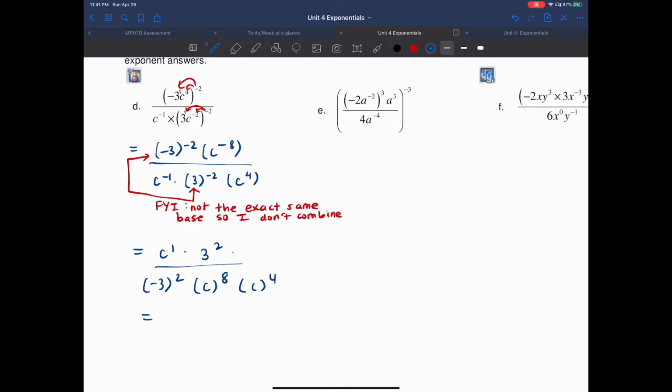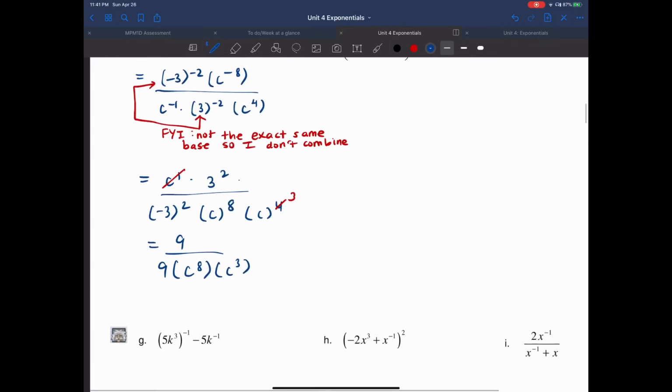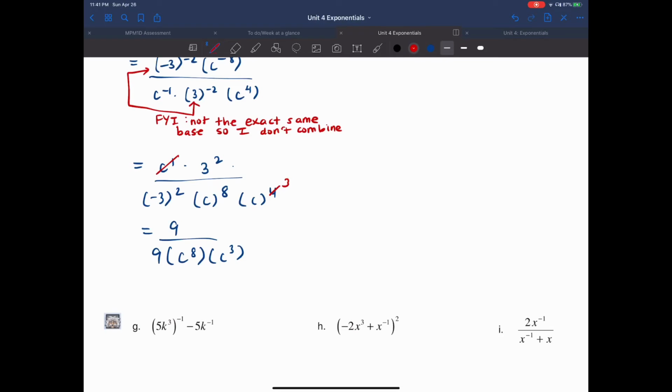And then it's a matter of combining the terms that have the same bases and applying exponent laws. So I notice that there is a c to the 1 on the top and c to the 4 on the bottom, which simplifies to c to the 3. 3 to the exponent 2 is 9. -3 to the exponent 2 is 9. And I have c to the 8 on the bottom, and c to the 3 as well on the bottom, which further simplifies to, well, the 9's cancel out, and the c to the 8 and the c to the 3 will combine, and you'll get 1 over c to the 11.